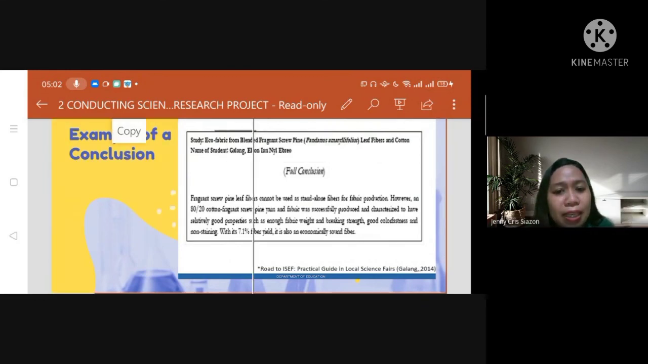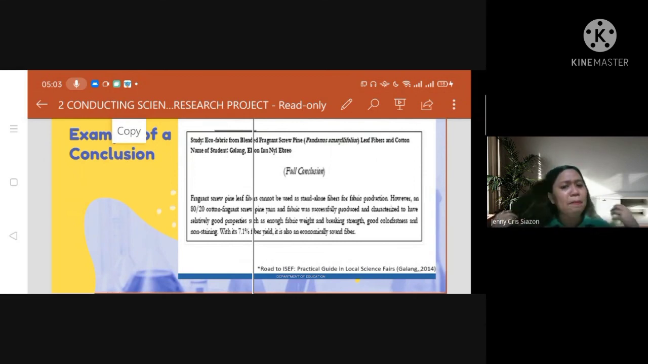Conclusion. Fragrant screw pine leaf fibers cannot be used as stand-alone fibers for fabric production. O nalaman nila, hindi pala pwedeng gamitin alone ang fibers ng screw pine. However, an 80 to 20 ratio of cotton fragrant screw pine yarn and fabric was successfully produced and characterized to have relatively good properties such as enough fabric weight, breaking strength, color fastness, and non-staining.